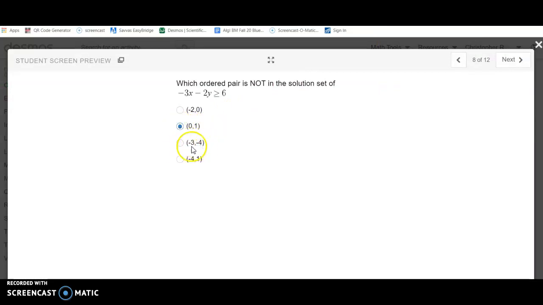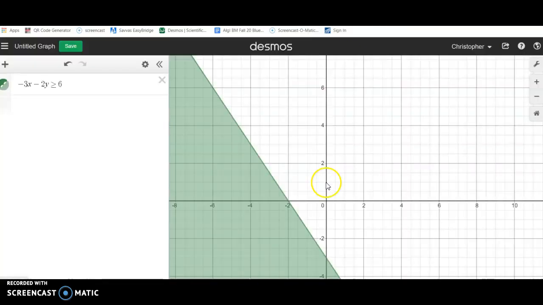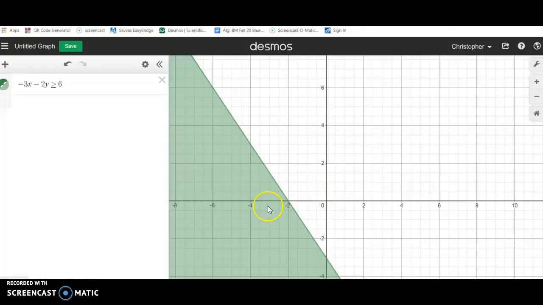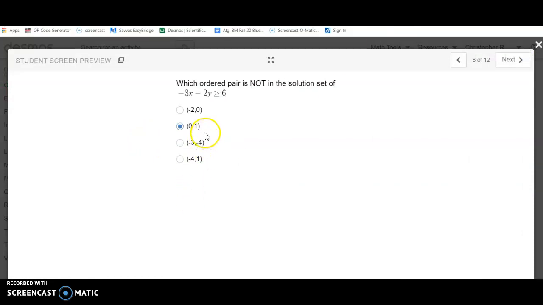Now just to double check, I'm going to look at -3, -4. I go to -3, -4, yep, all shaded. And then my last one is -4, 1. I go to the left 4, up 1, I'm in the shaded area. So my answer is 0, 1 because it's in the white part of the graph.